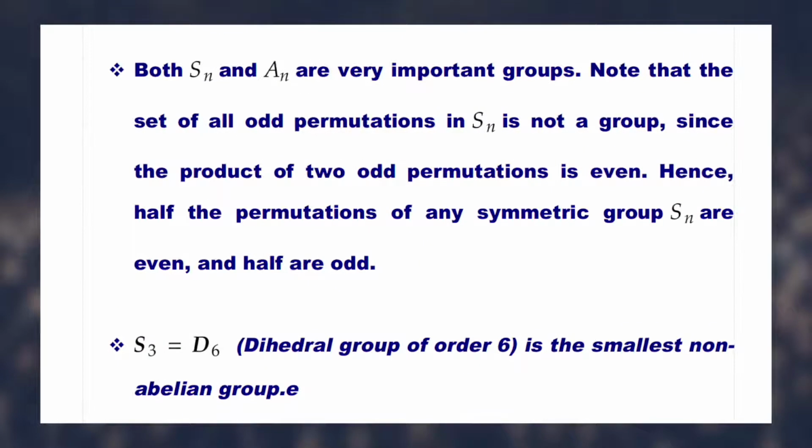Both Sn and An are very important groups. Note that the set of all odd permutations in Sn is not a group, since the product of two odd permutations is even. Hence, half the permutations of any symmetric group Sn are even and half are odd. S3 is equal to D6. The dihedral group of order 6 is the smallest non-abelian group.